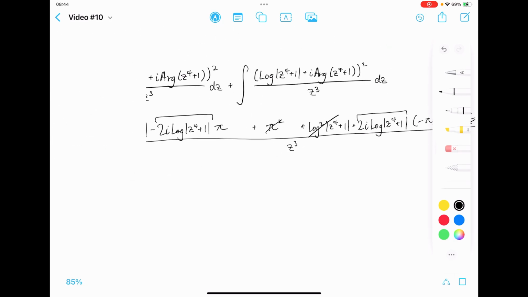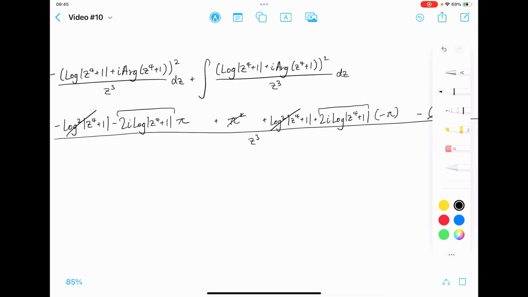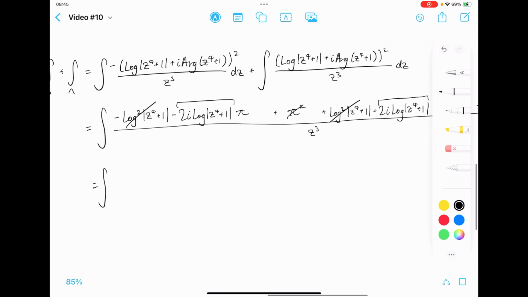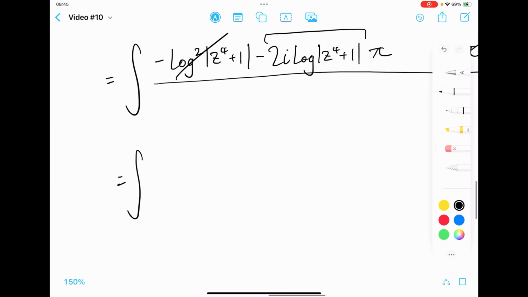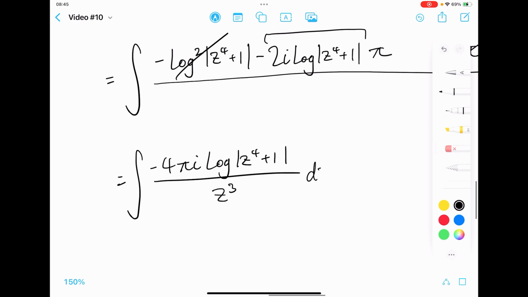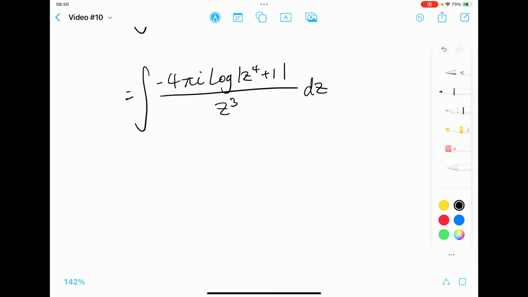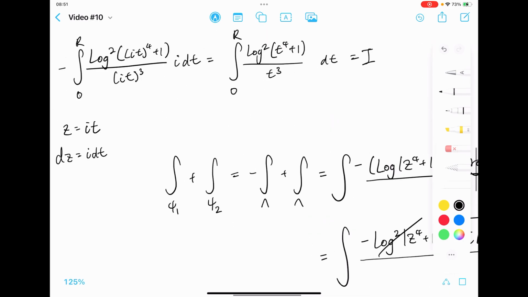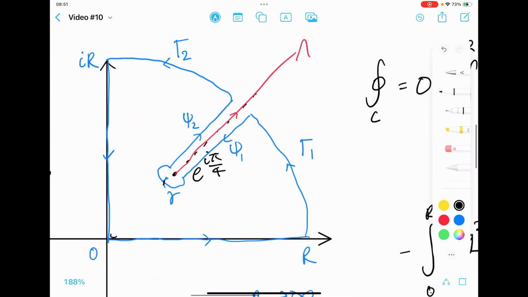So that's going to be minus 4i, I think. Yes, yeah, so it's going to be minus 4 pi i times log of (z to the 4th plus 1) over z cubed dz. And we're ready to continue integrating. So let's pull the minus 4 pi i out first. And we also have to parameterize this. So let's take a look at this.